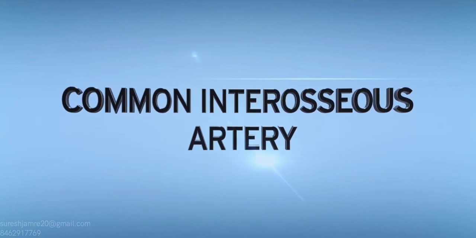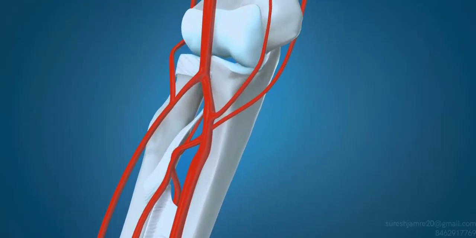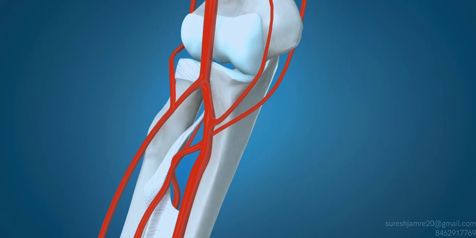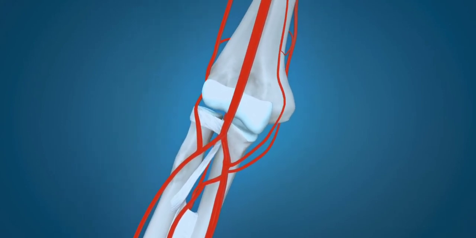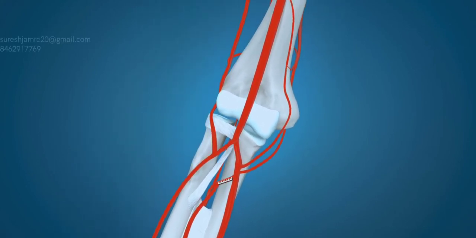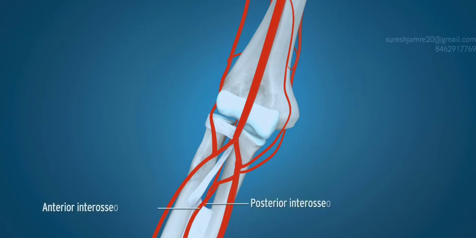Common interosseous artery. Origin. It is a branch of ulnar artery. Arises just below the radial tuberosity. Course. It has a short course of 1 centimeter. It passes towards the upper border of interosseous membrane. Termination. At the upper border of interosseous membrane, it divides into anterior and posterior interosseous artery.